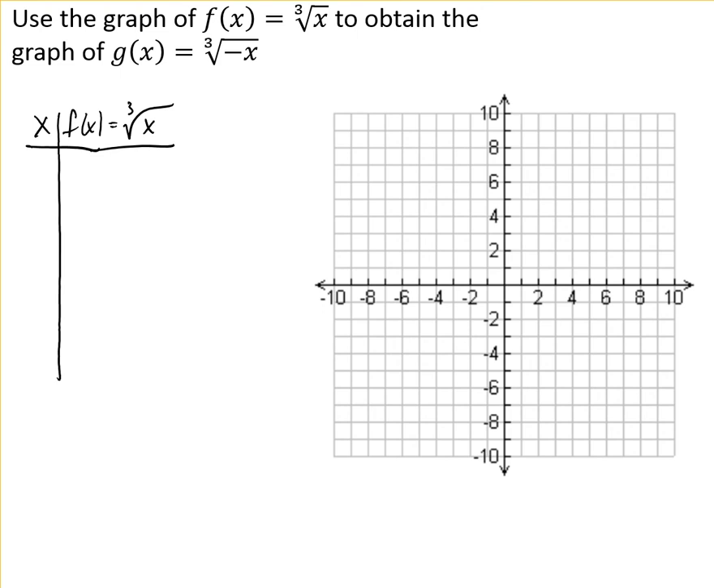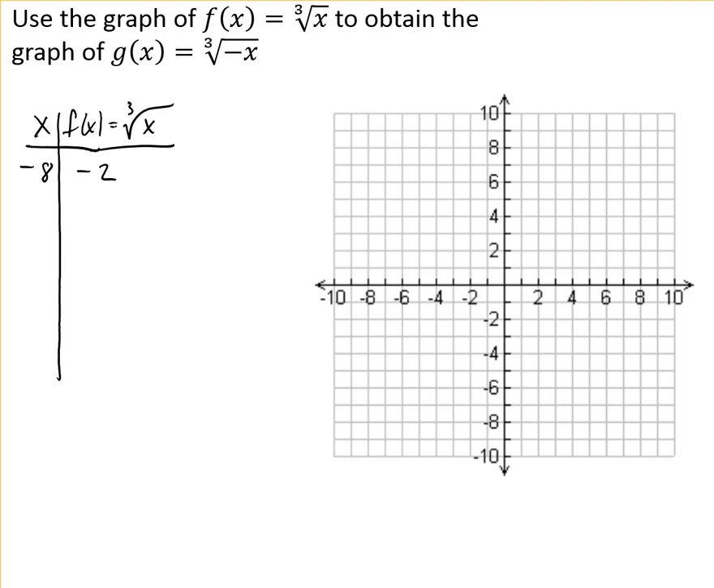Normally with these common functions we can plug in values for x like -2, -1, 0, 1, and 2. Now -2, if I plug it in there, I'd get the cube root of -2, and certainly I could approximate that with my calculator, but it doesn't work out to a nice value that would be easy for me to plot. So I want to maybe start with something a little more convenient. The cube root of -8 would work out nicely. That actually comes out to -2.